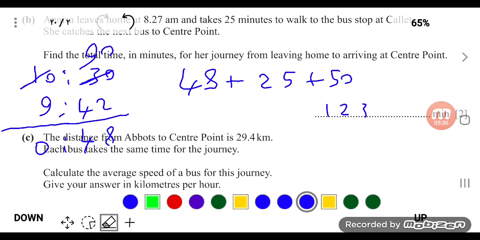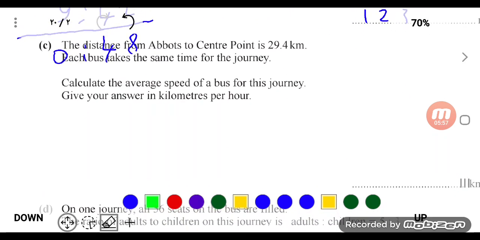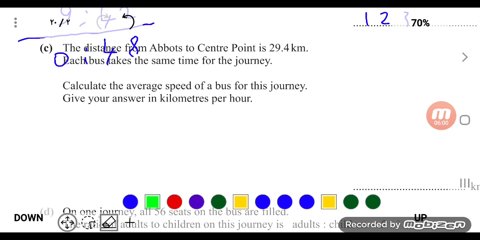Now next question. The distance from Abbott to Center Point is 29.4 kilometers. Each bus takes the same time for the journey. Calculate the average speed for the bus for this journey. Give your answer in kilometers per hour.